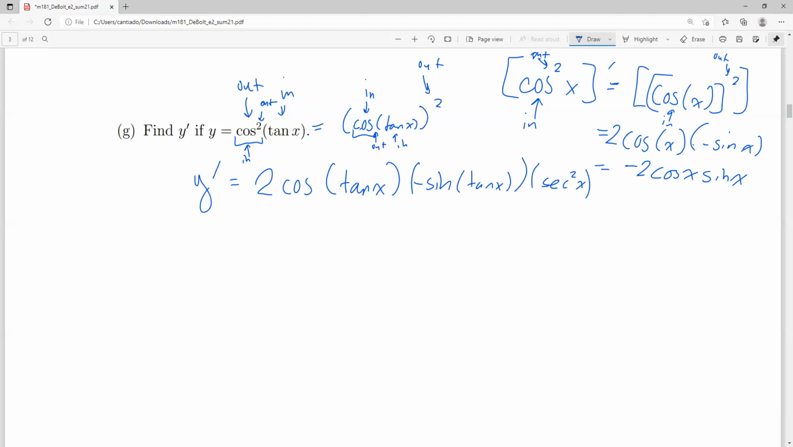Just take a moment to really understand this concept. Again, to clarify it, let me rewrite everything down here. We have this going on, cosine squared of tangent of x, right? Which we can visualize as this.